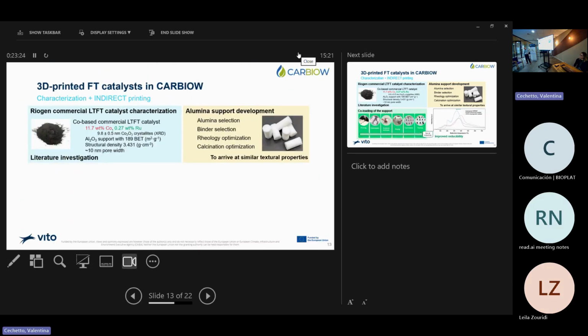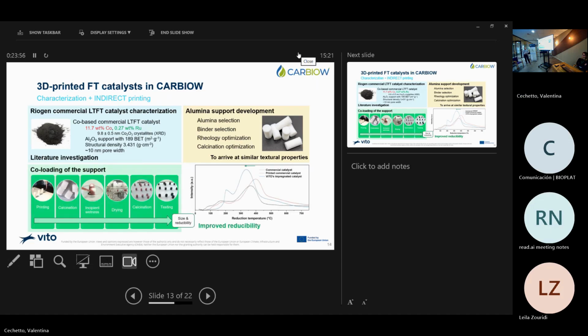Now with the indirect route, we start from commercial catalyst, we characterize it. So we checked, okay, what pore size is necessary, what's the composition. We did a little investigation to see if we would need other promoters, if we would see some side reactions. And in the meantime, we developed our 3D printed alumina support, which is also the base for this catalyst. So we did the alumina selection because we need the right precursors to arrive at the right surface properties.